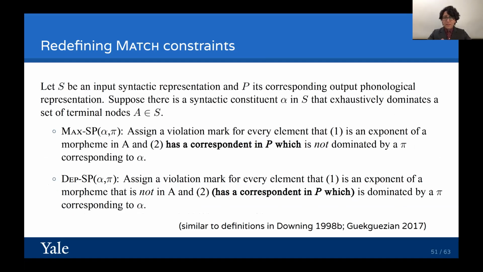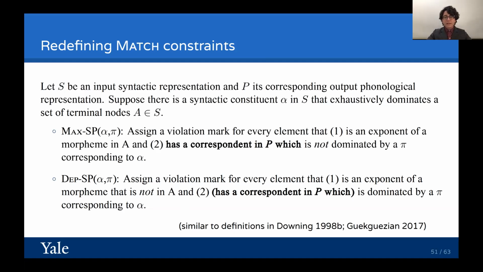So what I've done as a redefinition of match is to simply make sure that we set these things in correspondence, right? So as long as we only assign violations when there is some segment in the underlying form and it has a correspondent in the output phonological form, then we'll get the right results. We don't want to assign any kind of match violations if there's been epenthesis or deletion, because in those cases, there is some segment either in the underlying form or the output form that doesn't have a correspondent in the opposite form, okay?